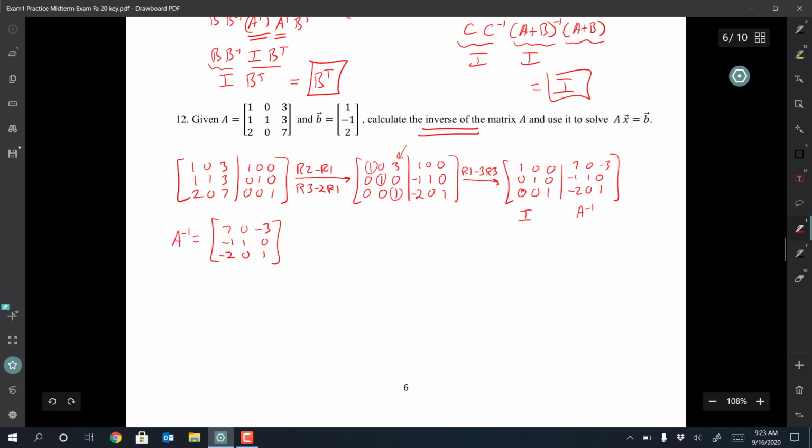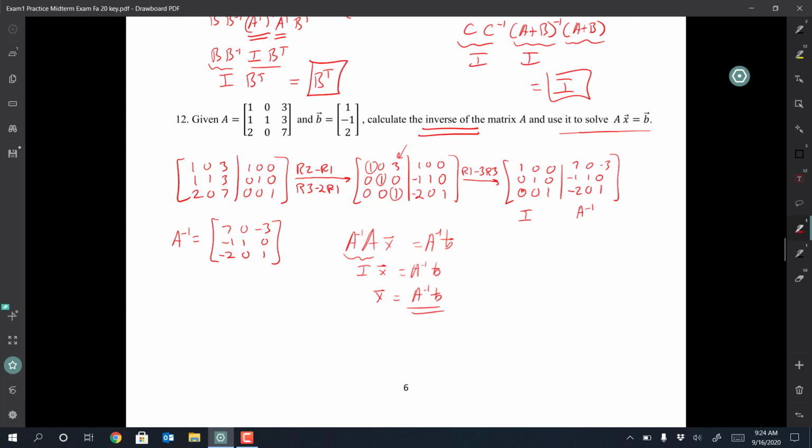So we've calculated our inverse. Next, we need to use it to solve the equation, right? So the idea is if we have Ax equals b, and we now know the inverse, we can multiply both sides by the inverse. We know this would end up being the identity, and we know identity times x is just x. So this really represents our solution.